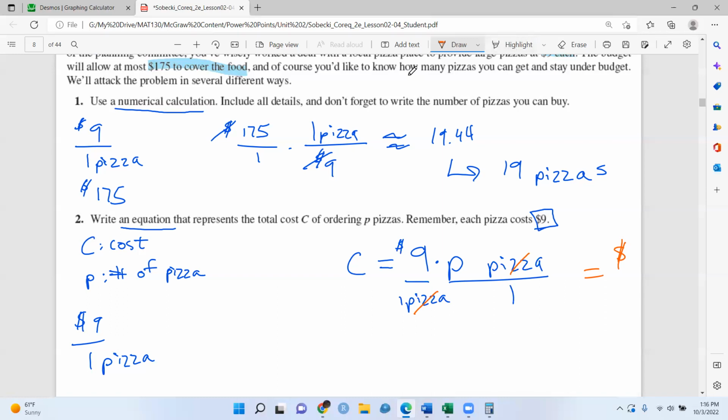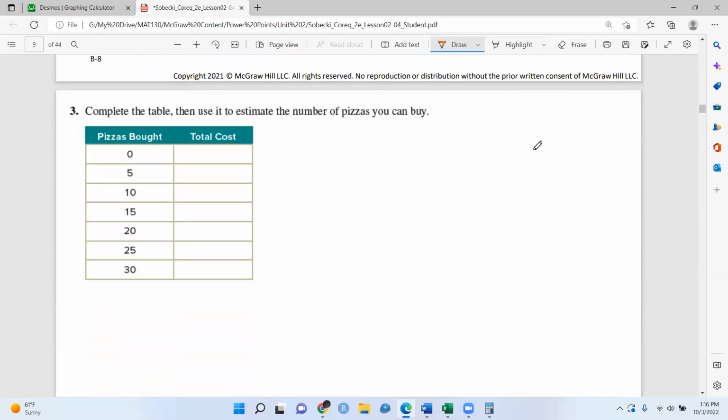Okay, so here we are to complete the table, and then we're going to use it to estimate the pizzas you buy. Well, notice what we wrote above. I'll write it again. The cost, which is this column, is equal to 9 times P, where P is this column. So I'll write out the first one. That's easy, right? 0 times anything is 0. And then really the rest of these are just multiply the number times 9.